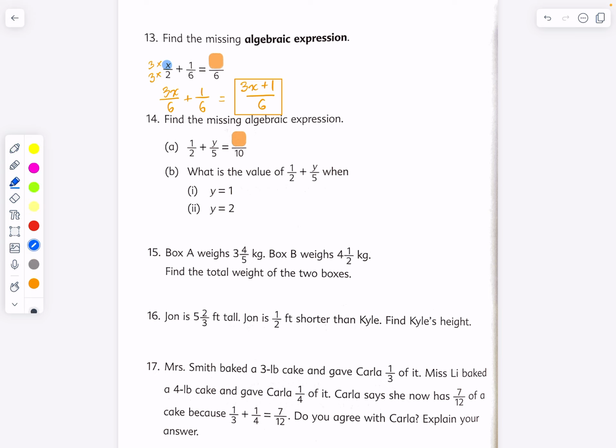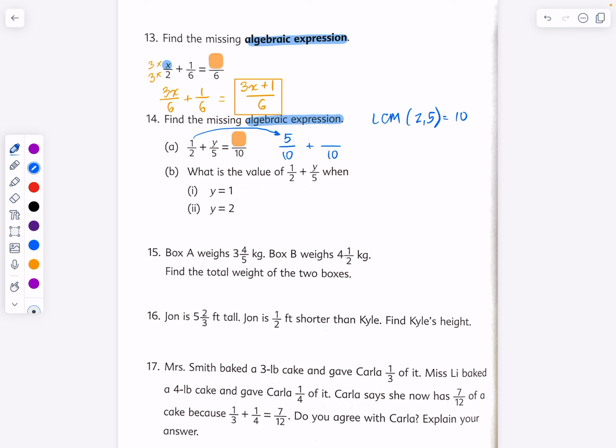Next number, find the missing algebraic expression. Again, we are working with algebraic expressions. Okay, so let's continue. Find the missing one. 1/2 plus y over 5 is how many tenths? Well, we do know that the LCM of 2 and 5 equals 10. Therefore, we need to bring our fractions to the common denominator of 10. What happens to 1/2? The equivalent is 5 out of 10.